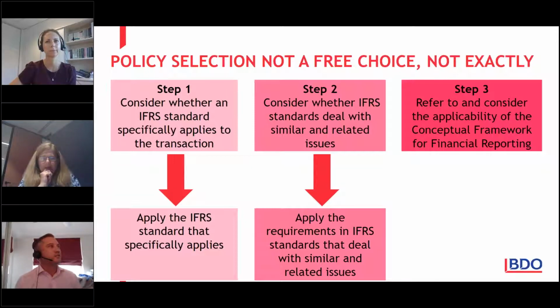The next step, though, is if you don't have a standard that specifically applies, you then have to consider whether there is a standard that deals with a similar and related issue and then apply that standard. So this is essentially building an accounting policy based on a similar transaction and where that transaction is accounted for in the accounting standards. And only then is there a step where you go look at the conceptual framework.